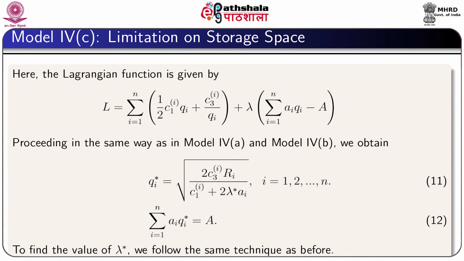In this case, the Lagrangian function can be defined as L equal to summation i equal to 1 to n of half C1i Qi plus C3i by Qi, plus lambda into sigma Ai Qi minus A, and then from the first order conditions we can find the value of Qi star as root over 2 C3i Ri by C1i plus 2 lambda star Ai, and that value of Qi star should satisfy the equation given in equation 12.